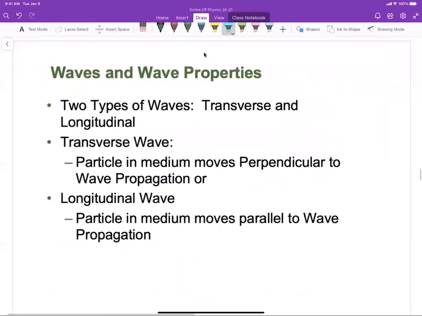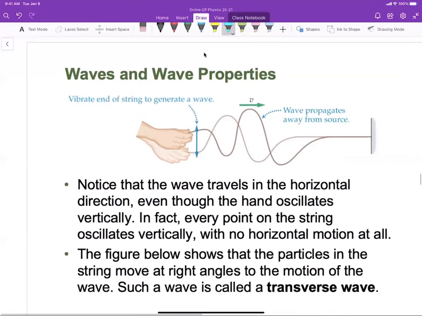We've learned about two different types of waves: transverse and longitudinal. In transverse waves, the particle in the medium is traveling perpendicular to the wave motion or propagation. In a longitudinal wave, the particle in the medium moves parallel to it.